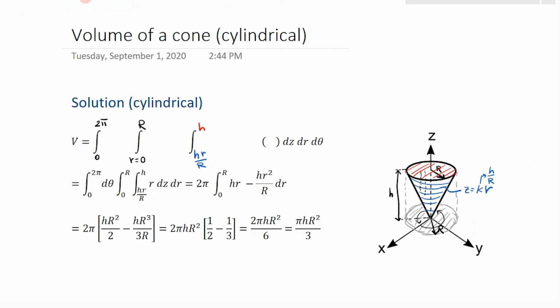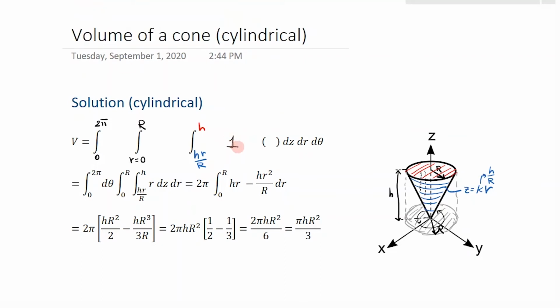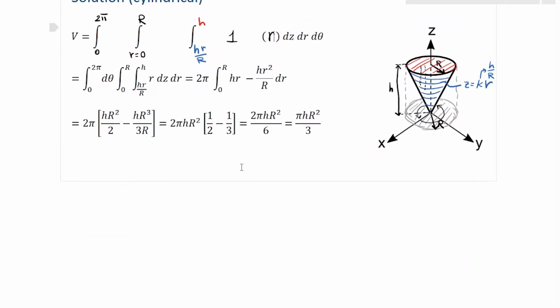Now, we are just integrating one, but we need to always remember that in cylindrical coordinates, we need a Jacobian. Jacobian is equal to r, and then we just need to integrate. For theta, nothing depends on theta, so I pulled everything out and I got this. The rest is 0 to R, hr over R to h, r dz dr.